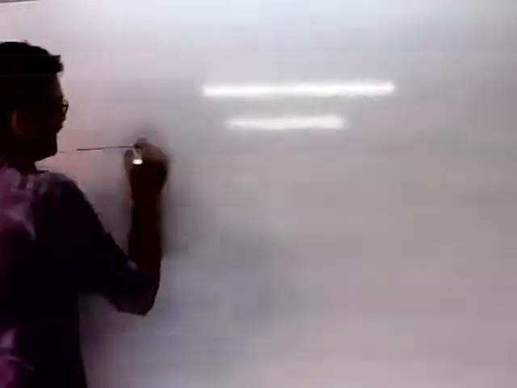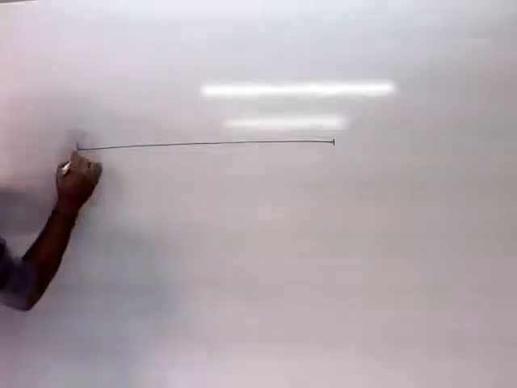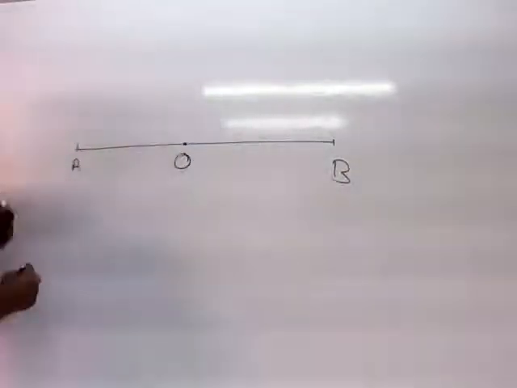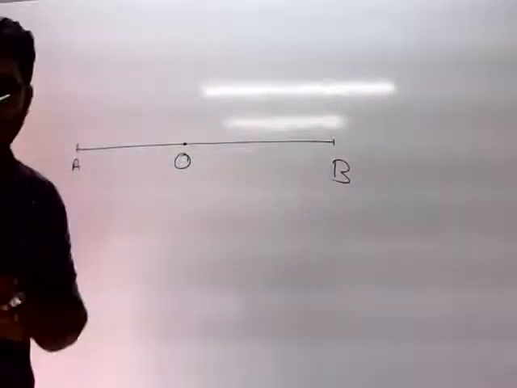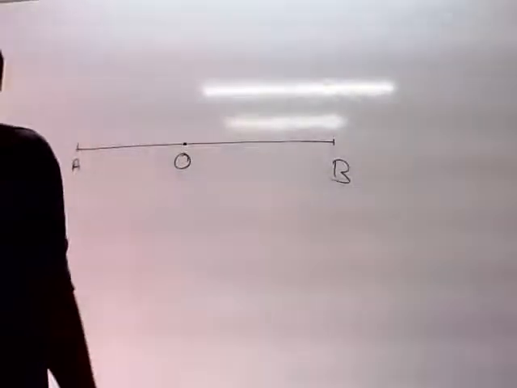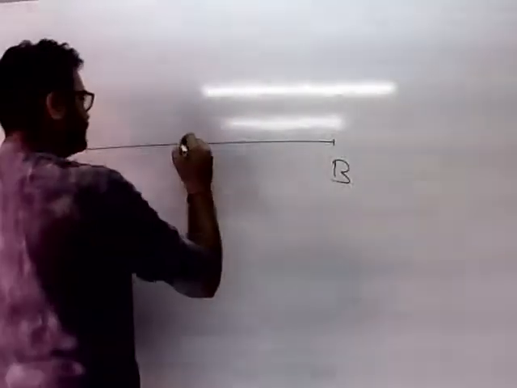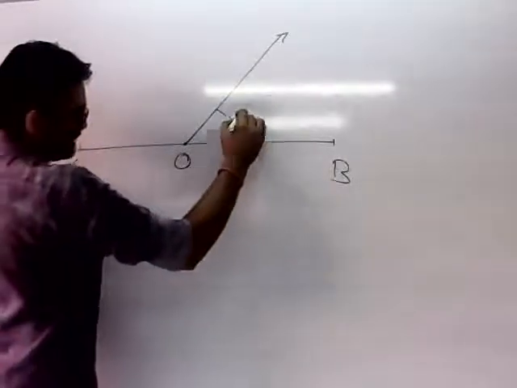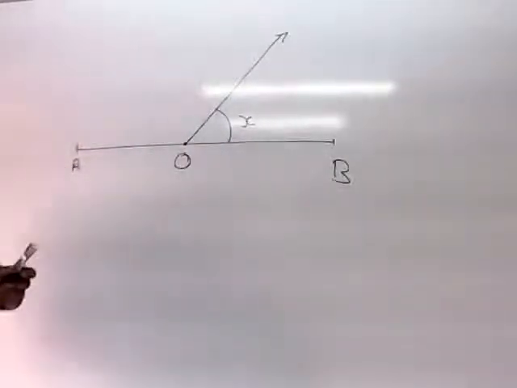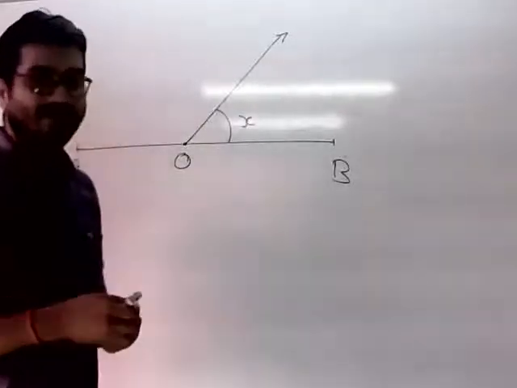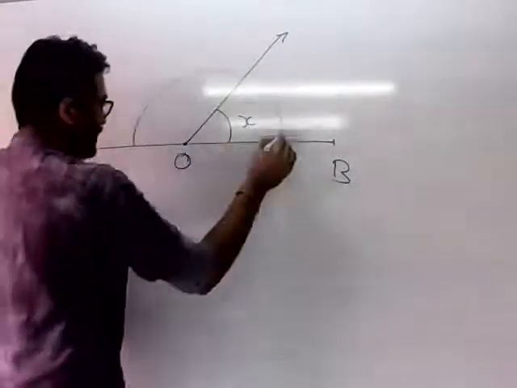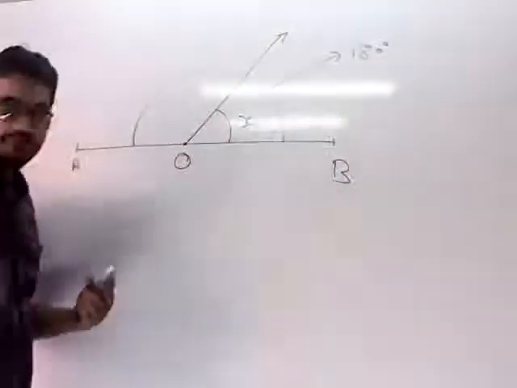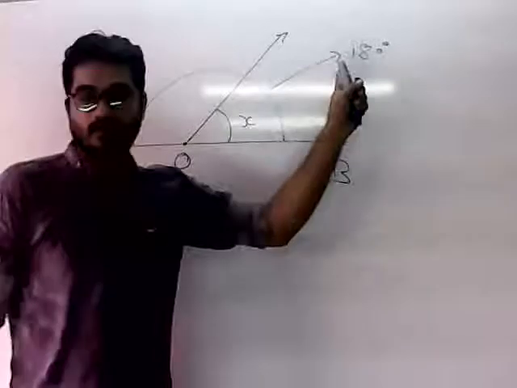Now suppose you have a line segment AB, and here is a point O. I am making any one angle on the point O. So suppose I have constructed this angle, and suppose this is x. So as I said, linear angle. What was the linear or straight angle? Straight angle, from here to here, it was of 180 degree. So that was a linear angle or straight angle.